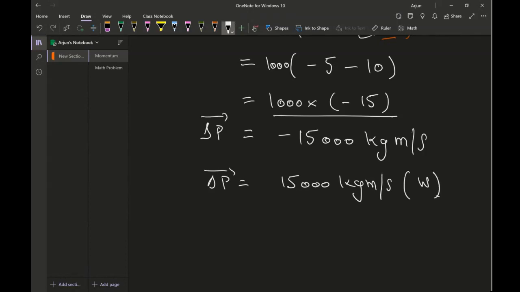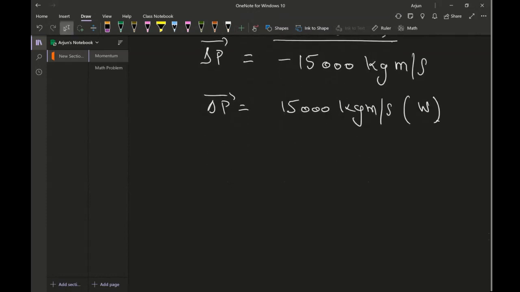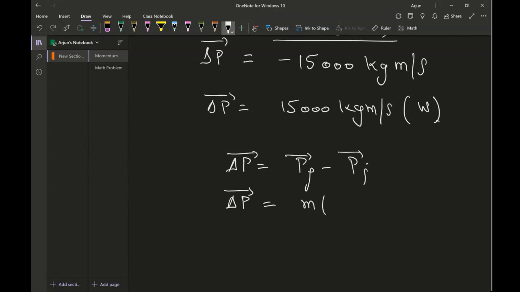So hopefully you're clear about some of the basics of momentum. Now, again, I'm going to keep on elaborating on this one. We did the formula that change in momentum is equal to P final minus P initial. This is the one formula which we did. Another formula we also wrote down: change in momentum is equal to m times (V final minus V initial).